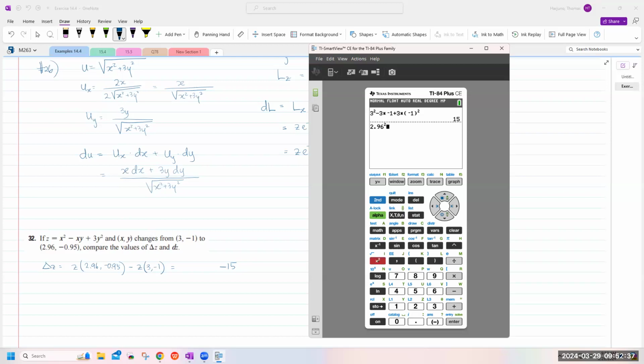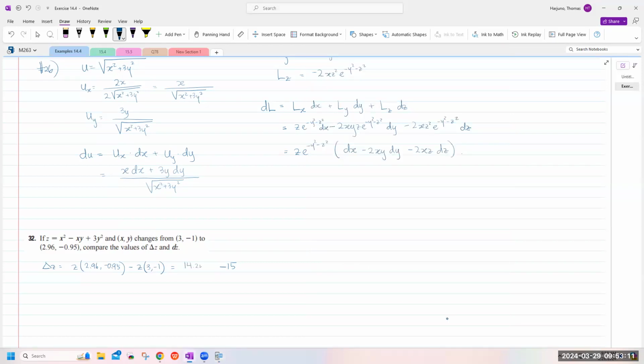Now 2.96 squared minus 2.96 times -0.95 plus 3 times (-0.95) squared. That's 14.2811. When we subtract, we get -0.7189. Okay, so that's the actual change.